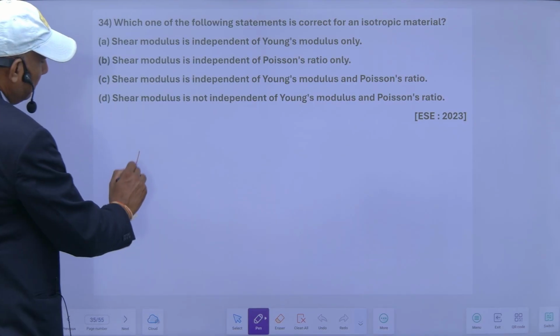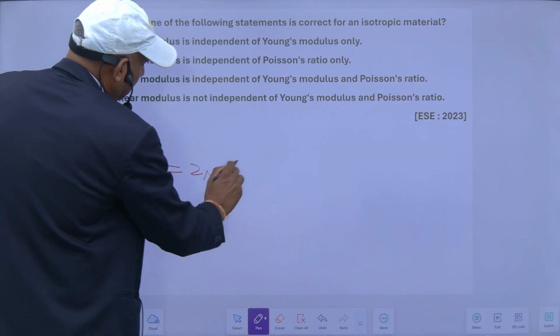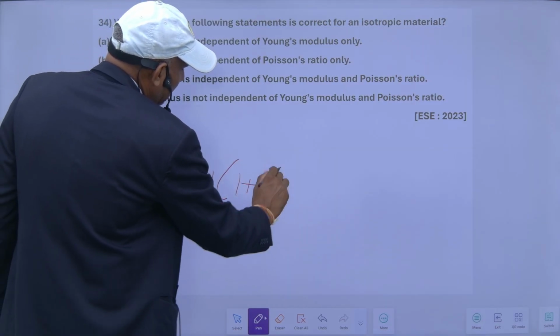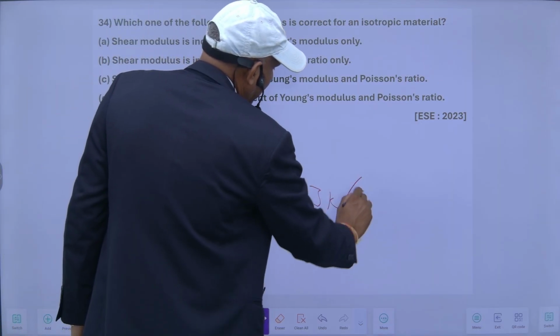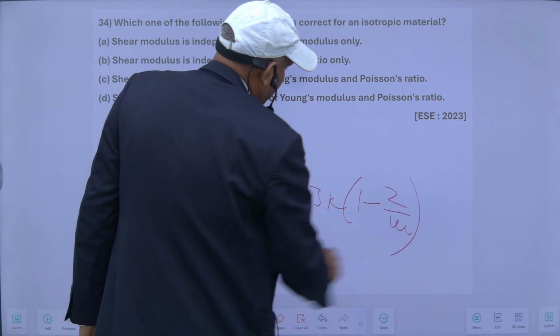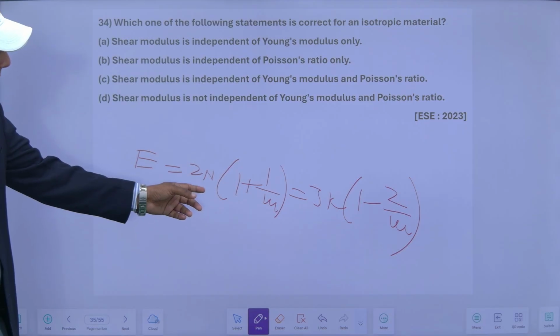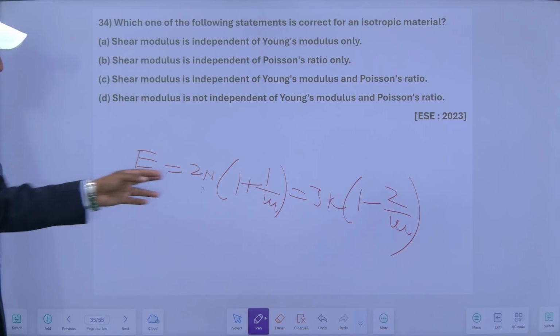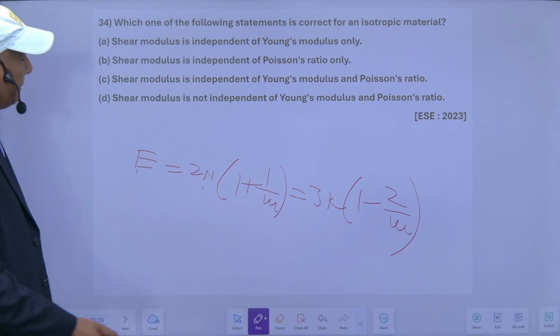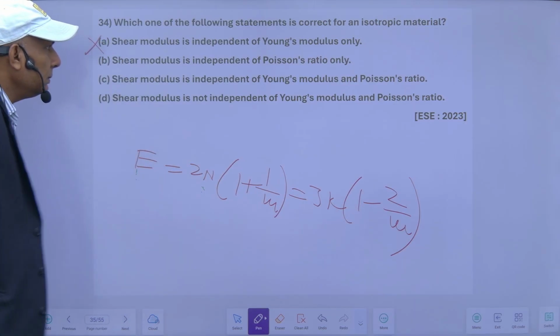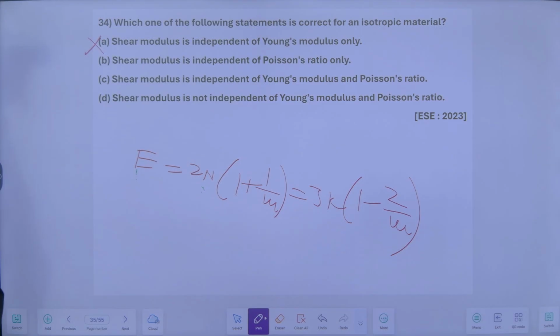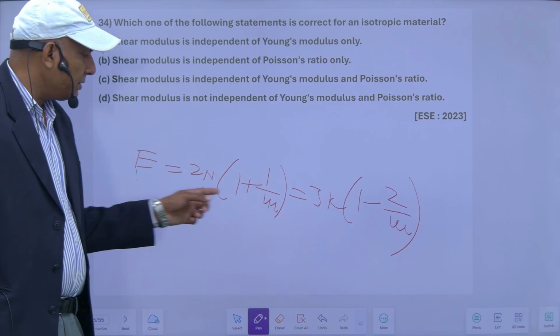Yes, E is equal to 2n(1 + 1/m), which is equal to 3k(1 - 2/m). This means the shear modulus is dependent on E. So both are dependent, they are not independent. So this is wrong. Shear modulus is independent of Poisson ratio? No, this also depends on this one.